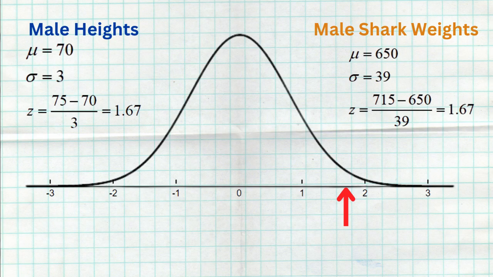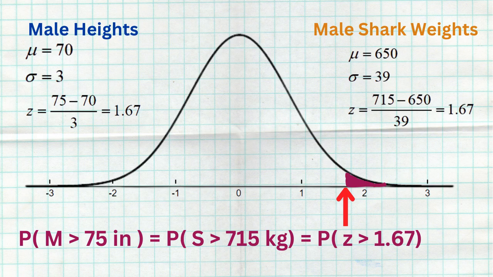Now, then we could ask ourselves those probability questions. What is the probability that a man is more than 75 inches tall? But based on our model, that would be the exact same answer as the probability of a shark weighing more than 715 kilograms. Because they have the same z-score, that means they fall at the exact same spot on our standard normal density curve, and that's having a z-score greater than 1.67. So again, a male being greater than 75 inches and a shark being greater than 715 kilograms is all the same as a z-score being greater than 1.67.